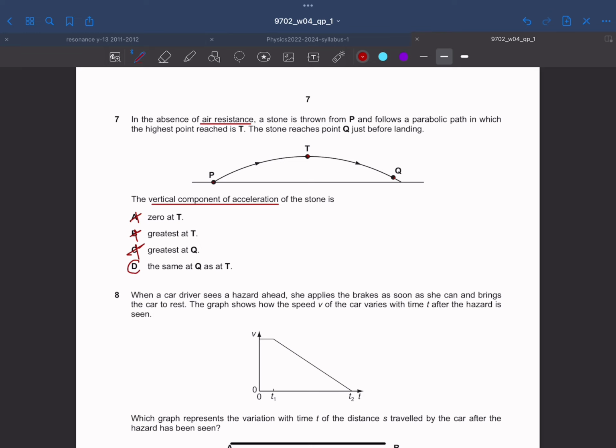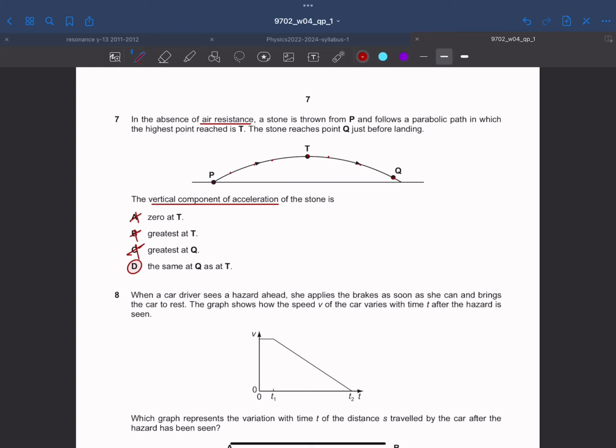Only D is the correct option, which says that the value is the same at Q as at T. So whether you are at Q or T or any point somewhere in between, the value of the vertical component of acceleration, which is the g value, will remain the same. So this is what we have to learn here.